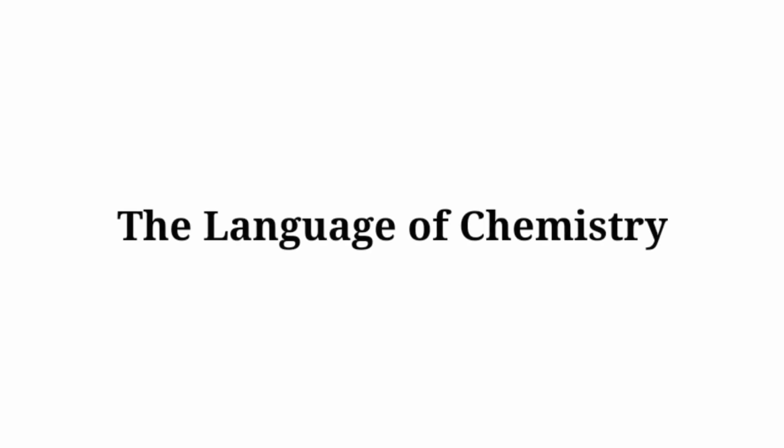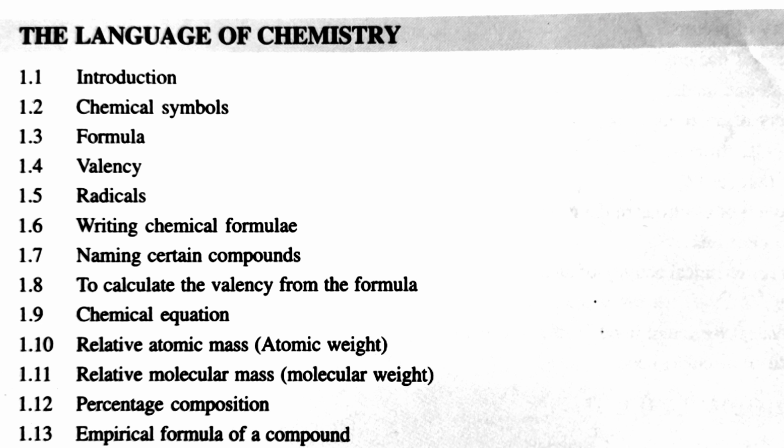Hello everyone. Today we'll learn the first chapter of a chemistry book, The Language of Chemistry. In this chapter we shall learn about the chemical symbols, the formula of the compound, the valency, radicals, the ways to write the chemical formulas, the different ways to name certain compounds, and also we'll learn how to find the relative molecular mass of the given compound.